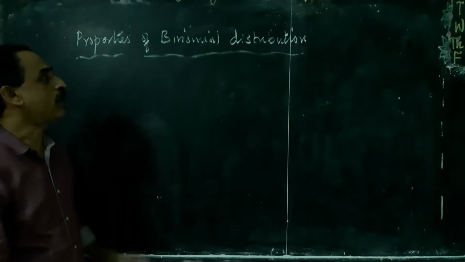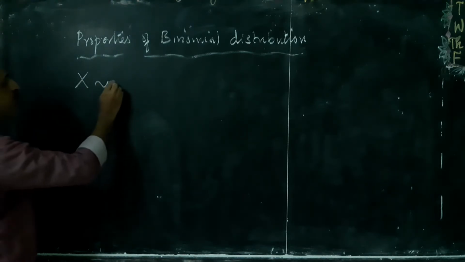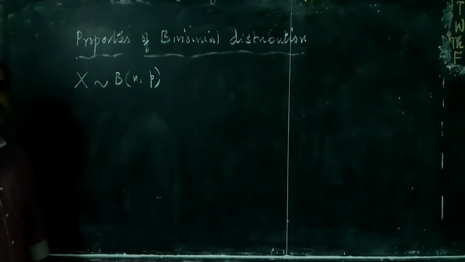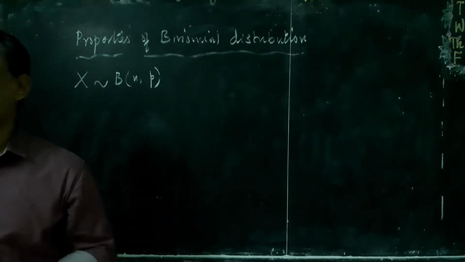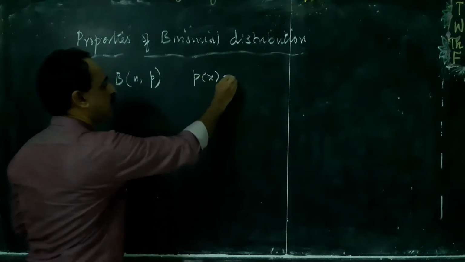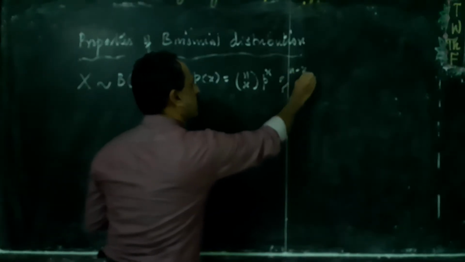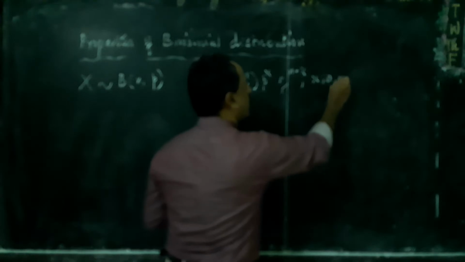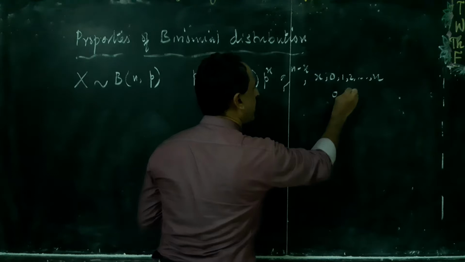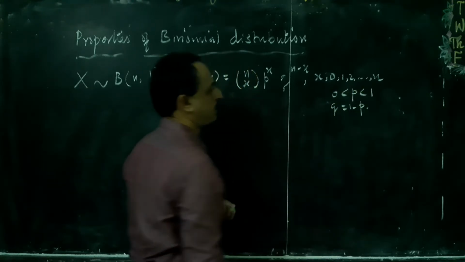Now we discuss properties of binomial distribution. First of all, suppose X follows binomial distribution with parameters n and p, where n is the number of trials and p is the probability of success. We have the equation P(x) = nCx p^x q^(n-x). X values are 0, 1, 2, etc., n, and the probability of success p lies between 0 and 1, and q is equal to 1 minus p.